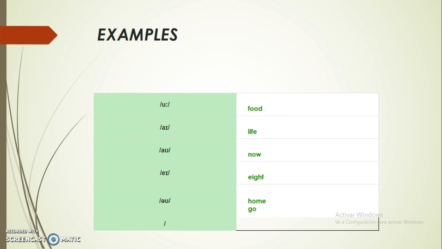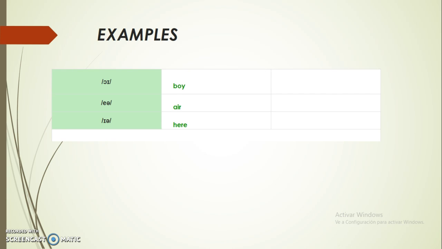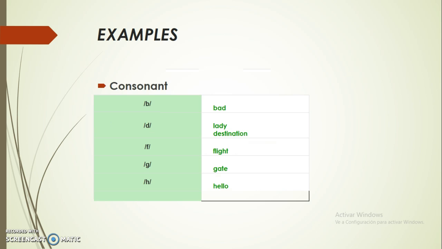Life. No. The fourth one, aid. The last one, home. Go. Okay, the first one, boy. Air. Here. All right, we're already finished with the vowels, so we're going to start with the consonants.